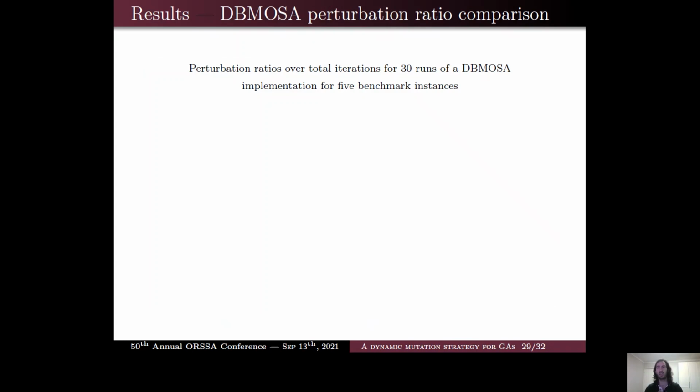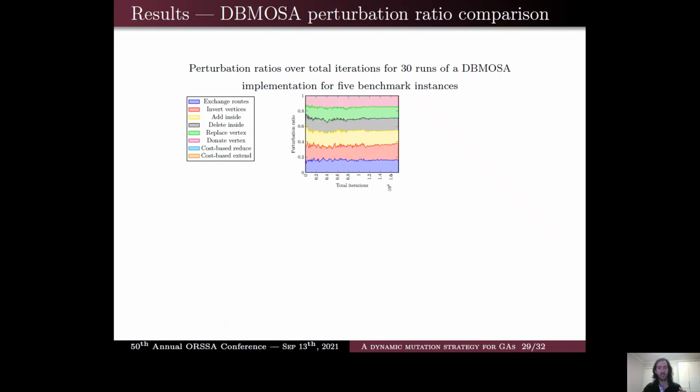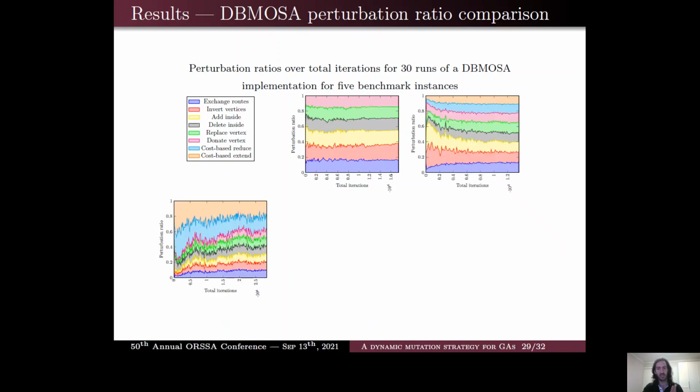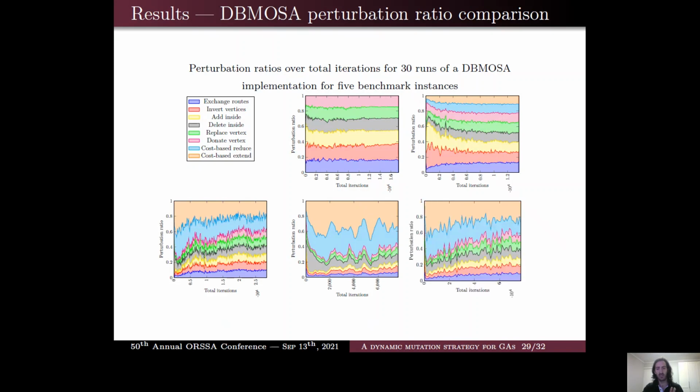Here, the perturbation ratios will be showcased. So similar to the mutations, some perturbations were then adopted. And for the Mumford 0 instance, we see not a lot of changes. But as the problem instances increase from Mumford 0 to 3, we do see that more rapid changes are found, and especially the cost-based reduce and cost-based extend are given more prioritization.